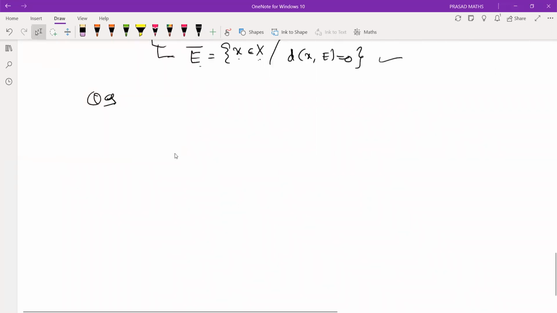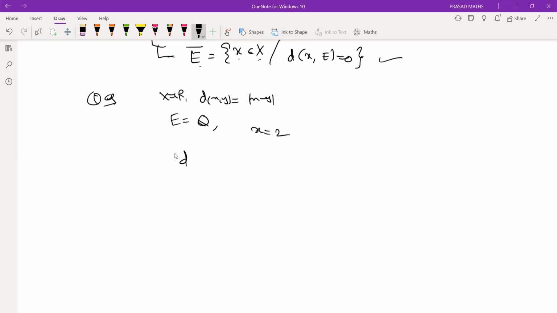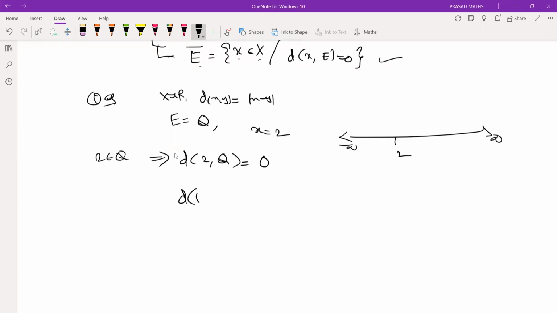Suppose you take an example. Suppose X equals R with respect to the usual geometry. My set is, for example, the rational numbers, and my point is 2. What is the distance between 2 and Q? Anybody? 2 is a rational number, so 2 belongs to Q. Yes or no? Already told you, whenever 2 belongs to Q, the distance between 2 and Q is always 0. So what is the distance between root 2 and Q? Anybody? It is also 0.